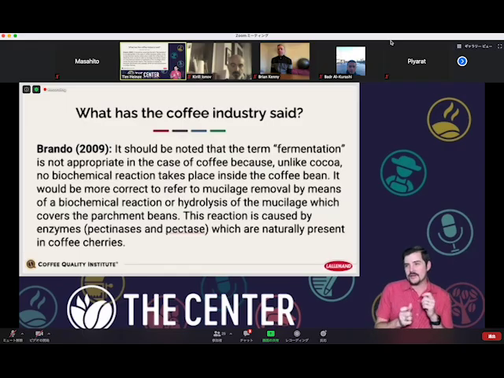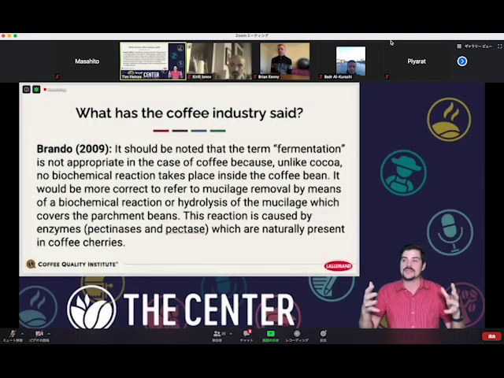There are some nuances of this that we, in recent research, are understanding might not be completely accurate. But what Brando is talking about here is specifically this fermentation that's occurring outside, in the mucilage of the coffee seed. And I want to mention in a minute that we actually need to consider as well the activity that's happening inside the seed.